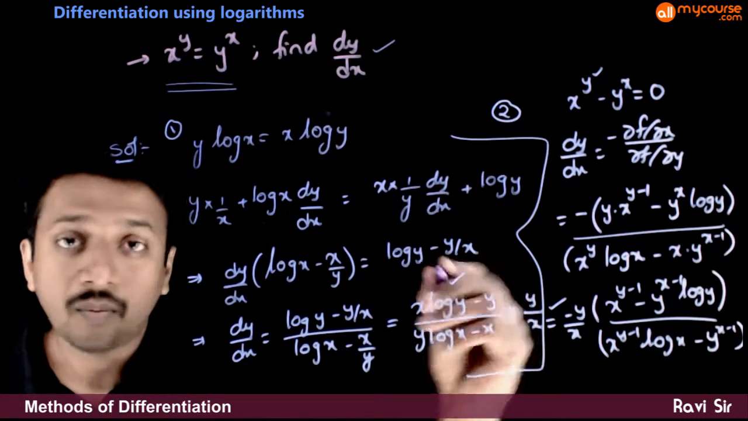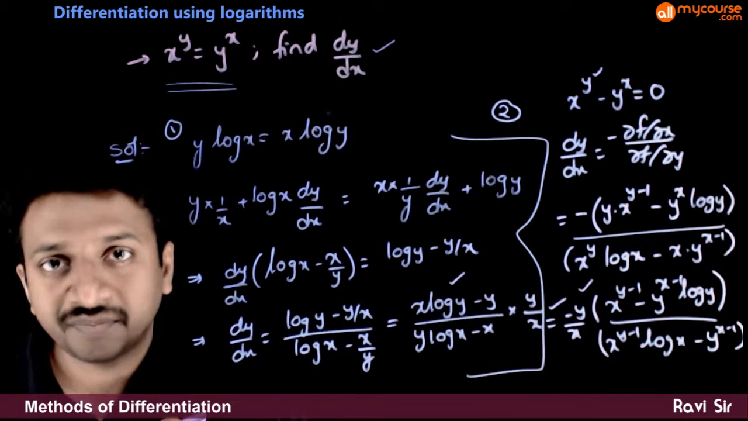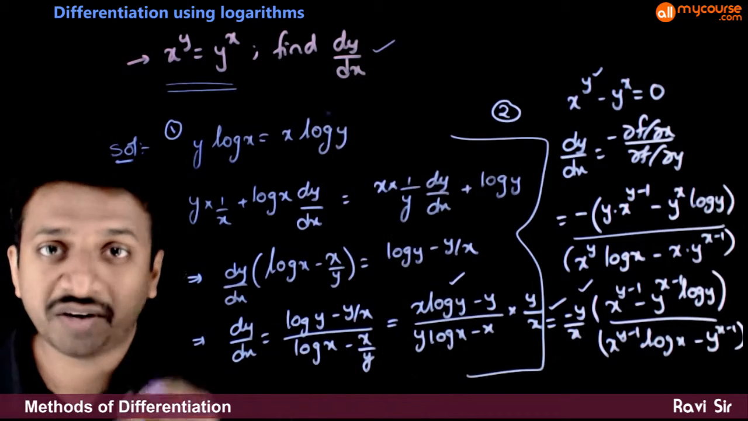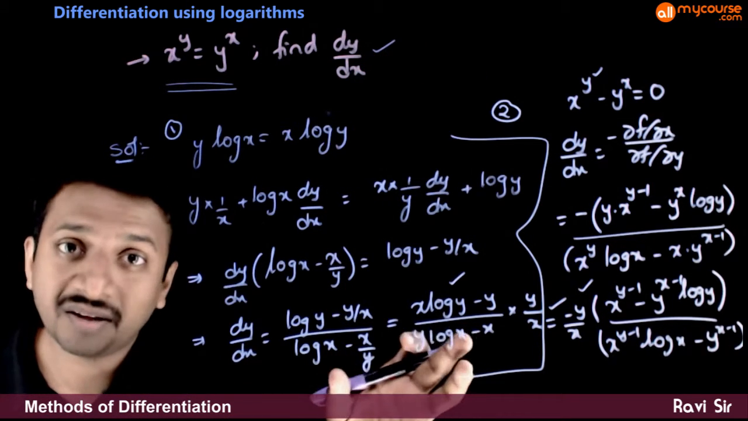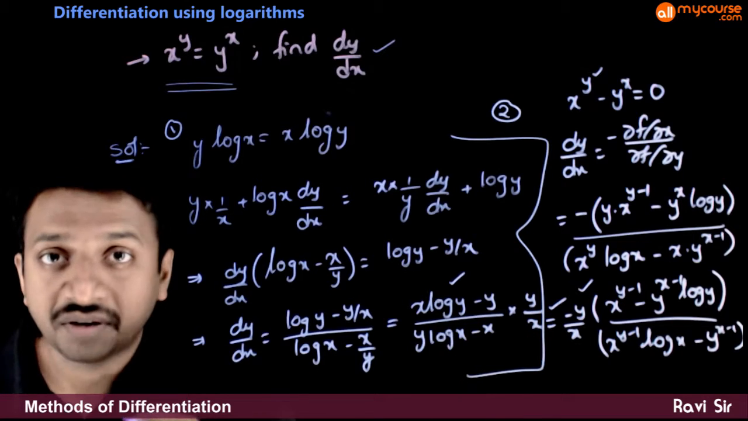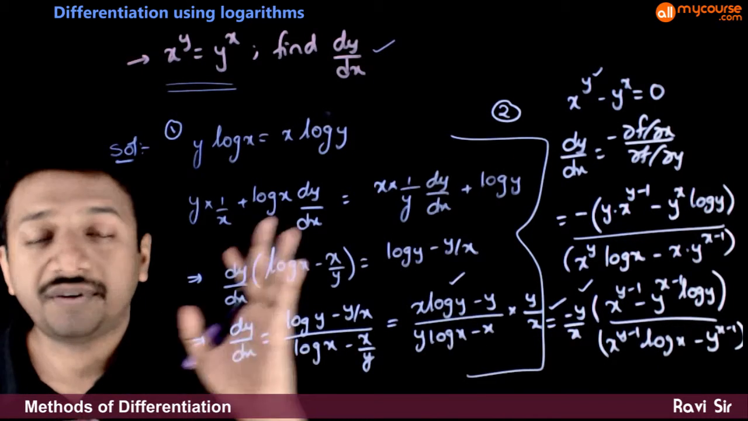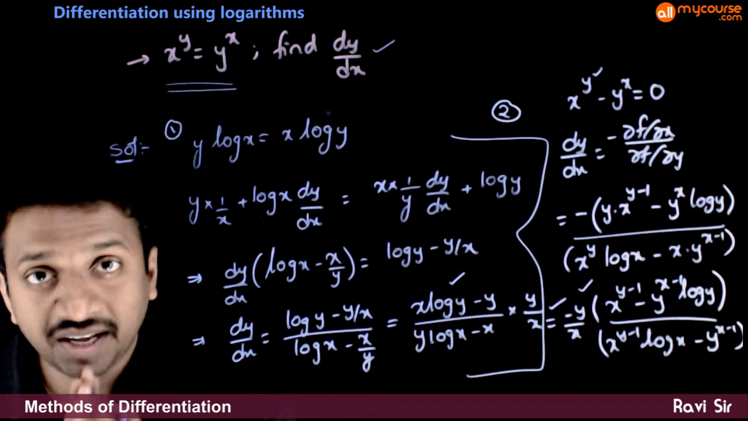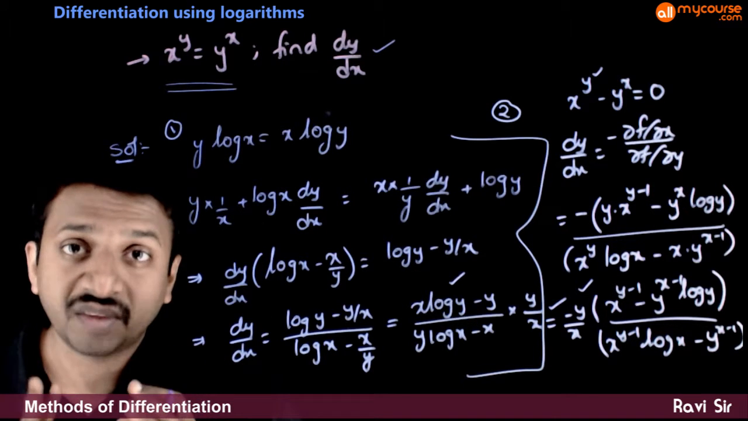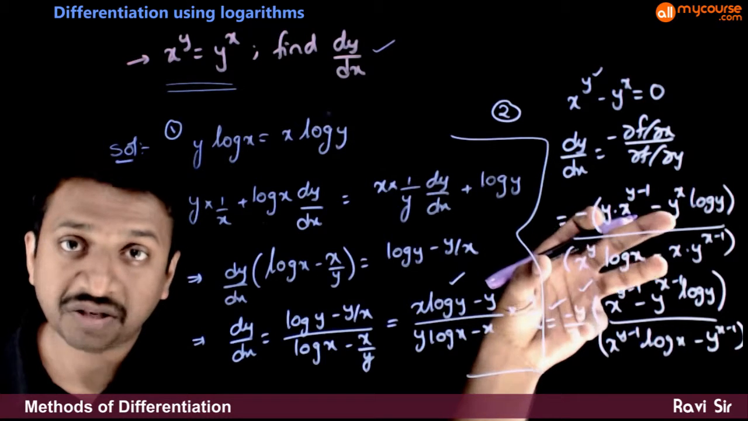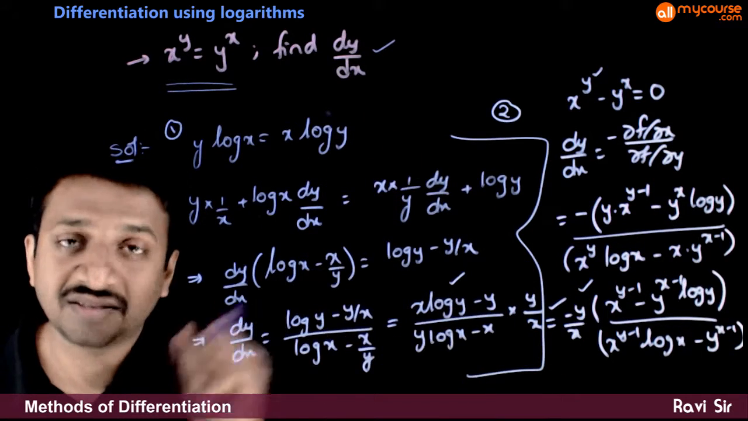So this is in one form, this is in another form. If you're asked to prove that dy by dx is equal to some quantity, then depending on which of these expressions is given, you can think of different methods. Theoretically, if you simplify this expression, you get the same answer as this.